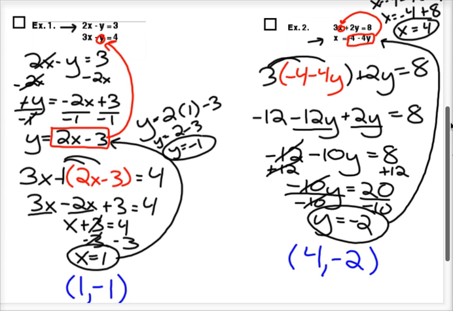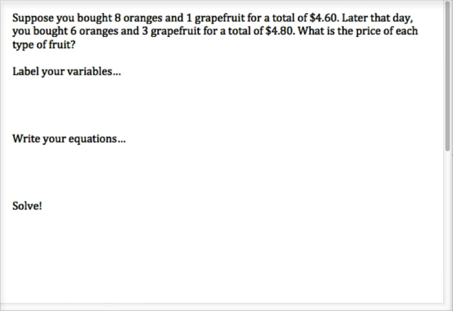So that's the basics of substitution method, all right? Isolating one of your variables, plugging that in to your other equation, solving it, and then going back and solving for the original variable, all right? Now, with all of these, they also come with word problems. So I'm going to take this slide to show you how to solve it when you see word problems.